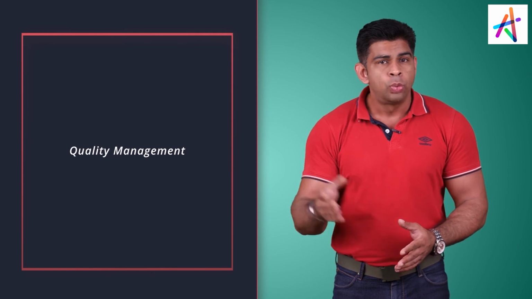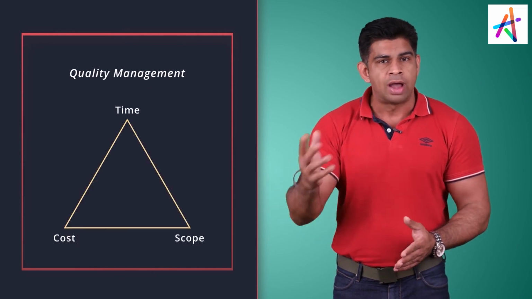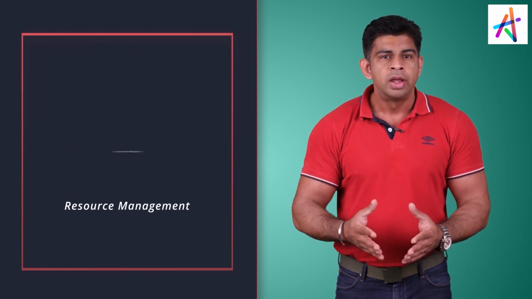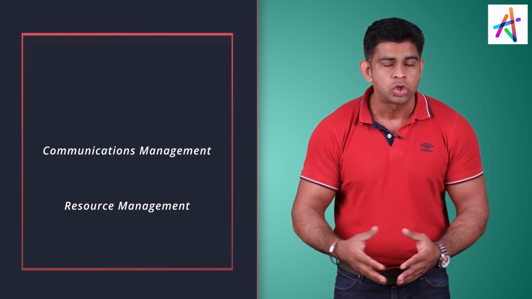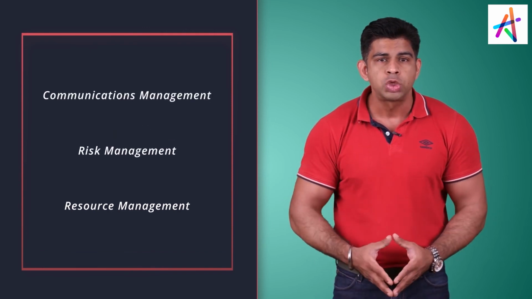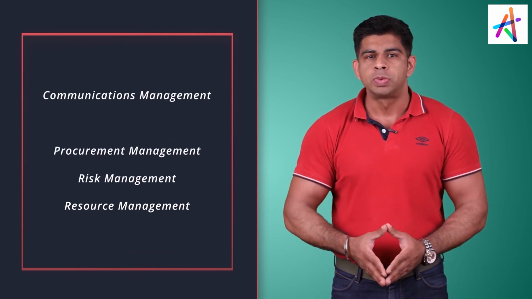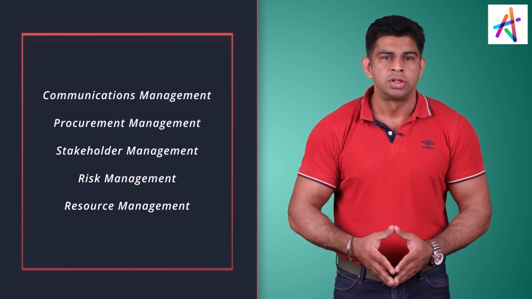Quality management. Within the iron triangle of TCS, you have a circle of quality. Resource management, communications management. Resource is your people management, then communication management, risk management, procurement management, and stakeholder management. These are all the processes which are clustered under the knowledge areas and the process groups.